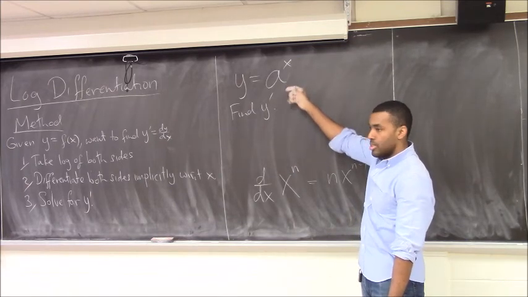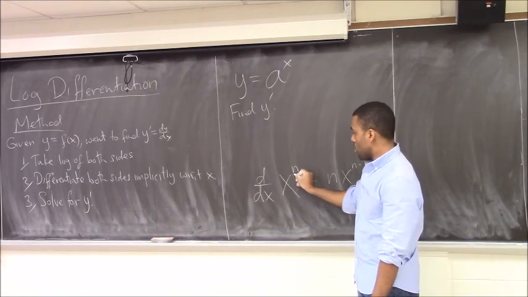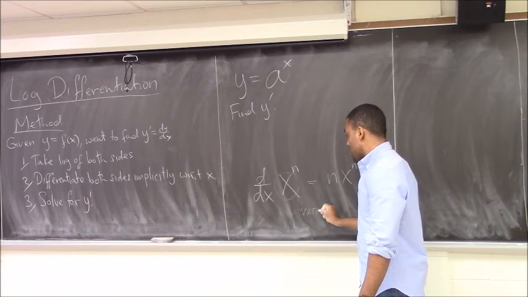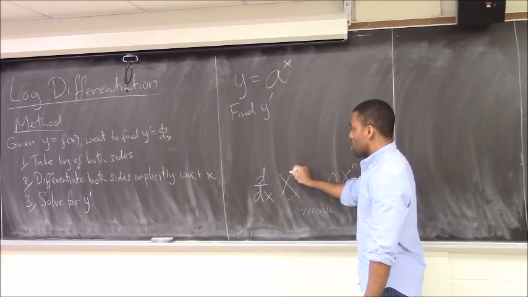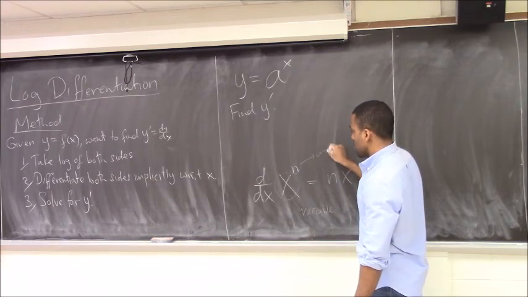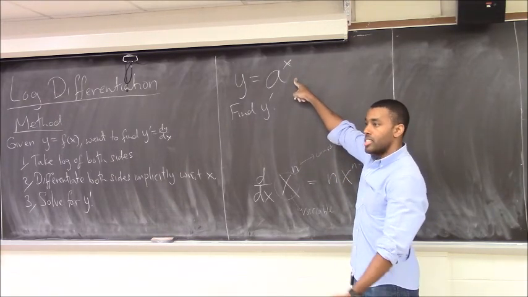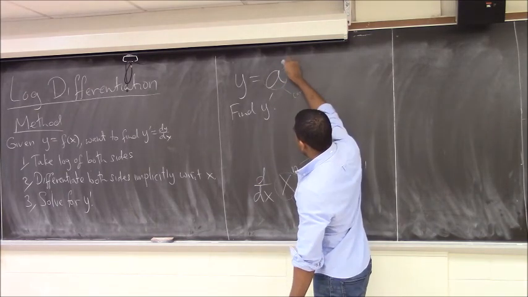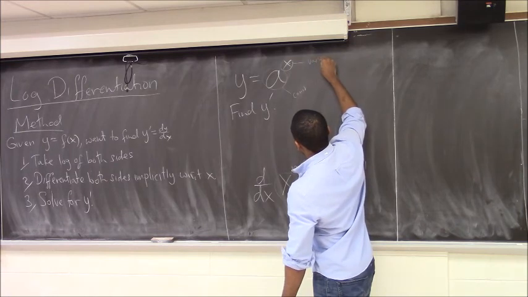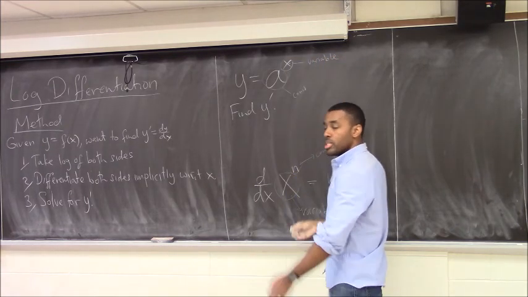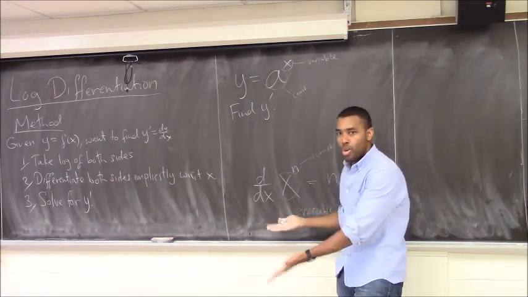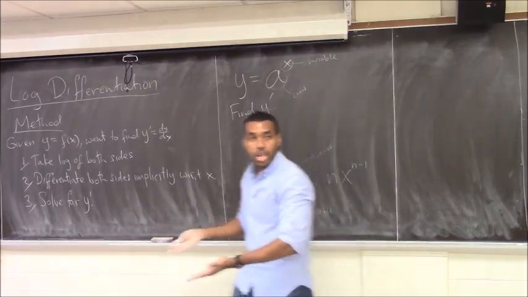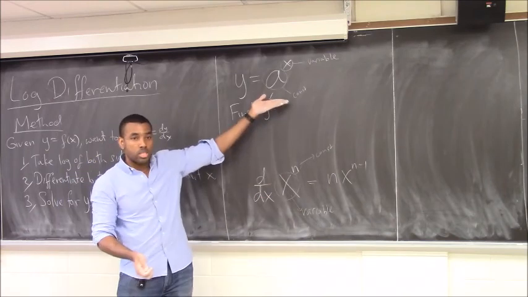Why is it wrong? Because in the power rule, what is the base? The base is the variable, right? And the power is the constant, right? In this situation, it's completely opposite. The base is the constant and the power is the variable. Which means using this as a template cannot work. It doesn't fit on top of it. They're not the same thing. You cannot use the power rule on something like this.